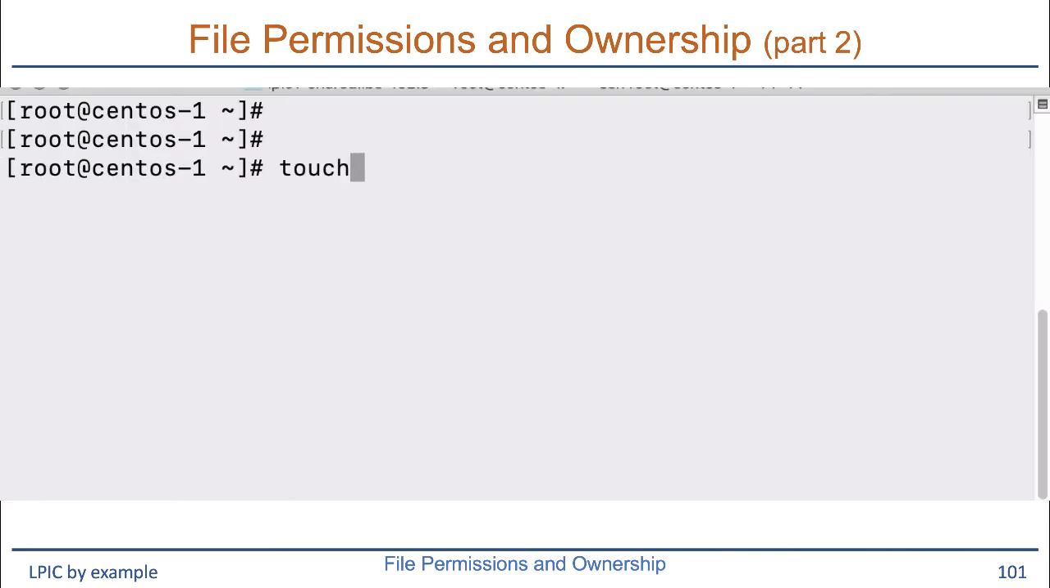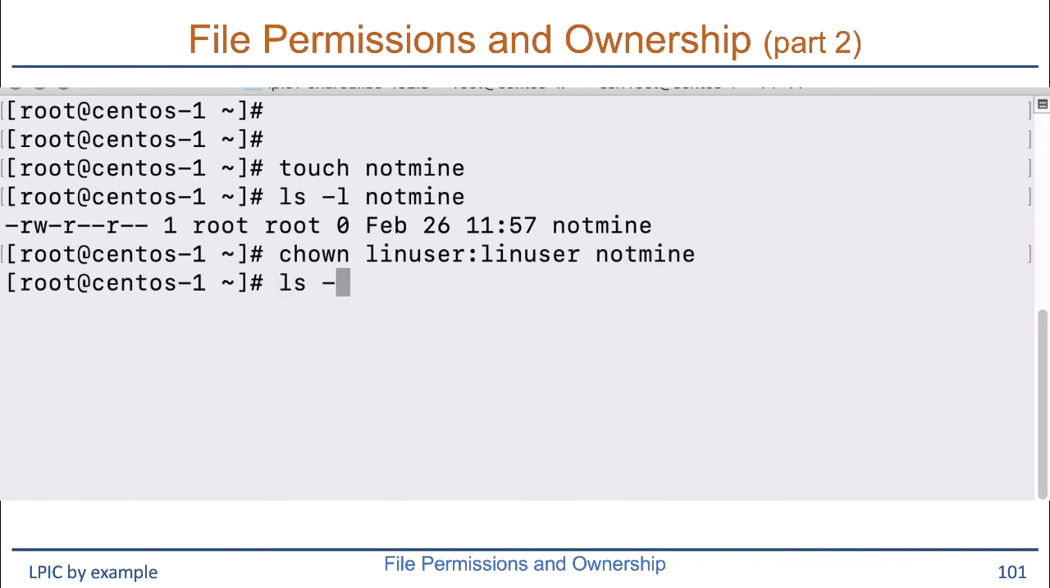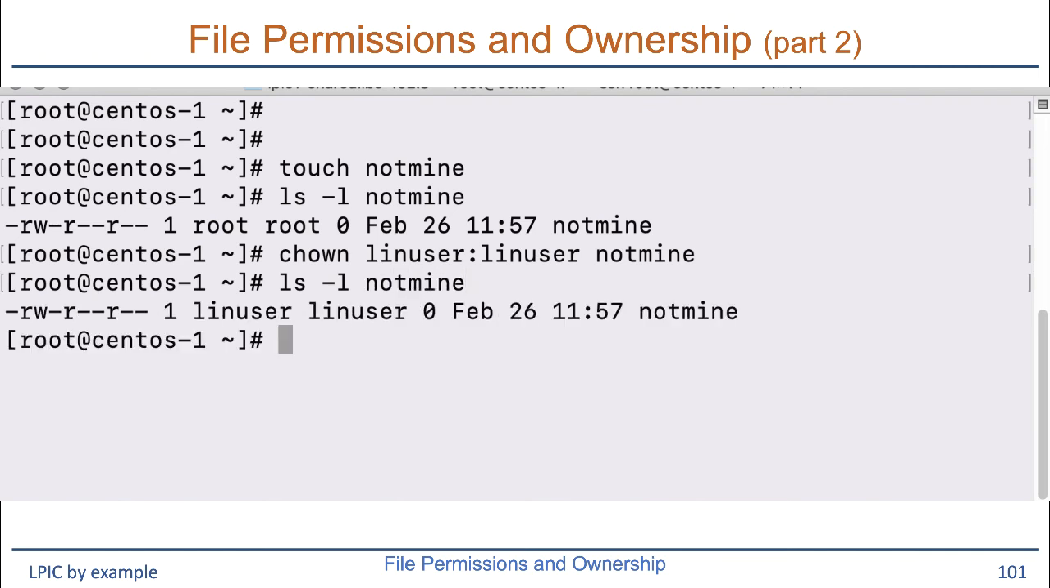Now let's demonstrate that. So I'm logged in as root and I create a file and I name it notmine. So I list it and I see that root is the owner and root is also the group. So I run chown linuser:linuser notmine. This means that the user will be linuser and the second field after the colon will also be linuser. So I list the file and I see that linuser is the owner and linuser is the group.